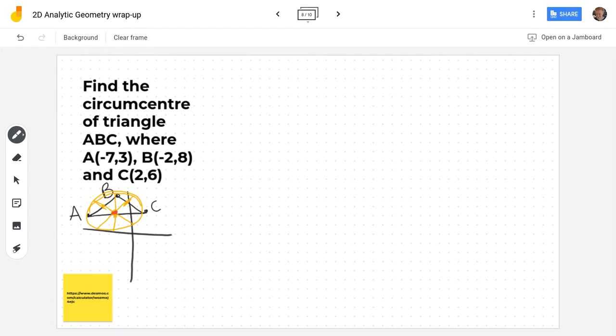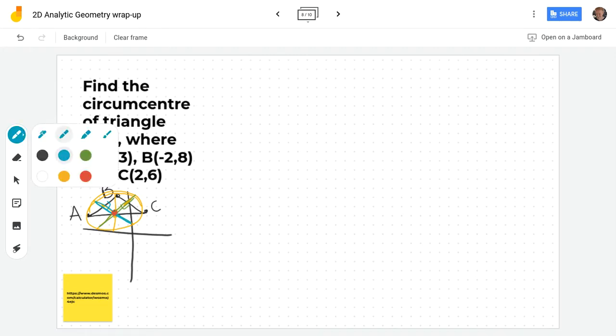So I'm going to pick two of the sides, maybe AB and BC, find the perpendicular bisector, which has multiple steps to get there, and then find the point of intersection of those two perpendicular bisectors, and that will tell me where this circumcenter is. So let's say I'm going to use AB. Here's this blue line, perpendicular to side AB. And then let's say I use BC, find the perpendicular bisector here, and wherever they happen to intersect, that will be my circumcenter. So I'm looking for the point of intersection of those two lines.